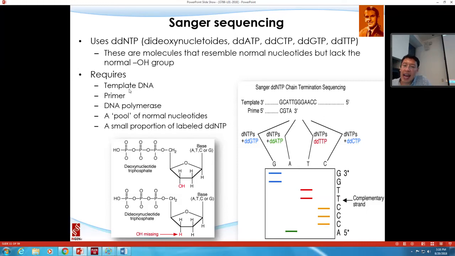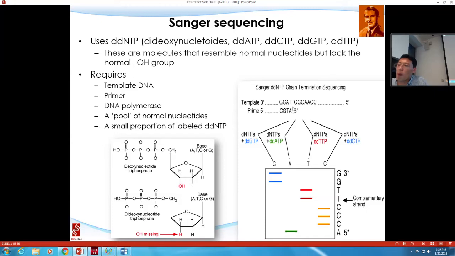What you need for this reaction is two types of nucleotides. One is the normal dNTPs, so the reaction can still continue, which includes a pool of normal nucleotides: dATP, dCTP, dGTP, and dTTP. At the same time, you want a small proportion of labeled ddNTPs. These are not only stoppers but also labeled, so they are colored and you can visualize them with the color. So for this particular position, where we are trying to sequence T, another A will be put in here. Most of the A's are the normal A, so the reaction can continue.